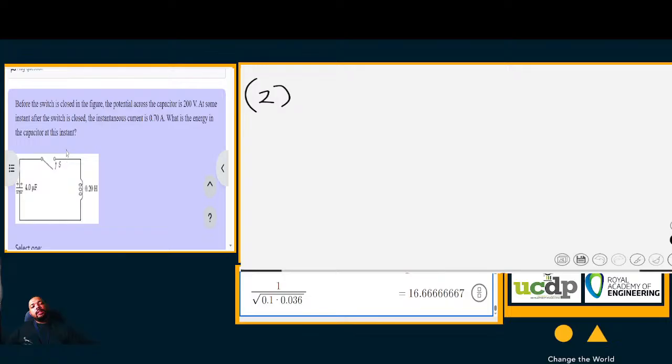At some instant after the switch is closed, so then they close the switch, and immediately after that switch is closed, the instantaneous current in that circuit is 0.7 amperes. They ask us then, what's the energy in the capacitor at that instant when the current is 0.7 amperes? Now what formula do we require to calculate the energy of a capacitor?